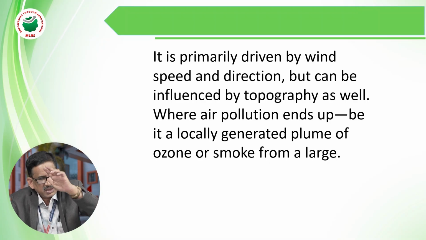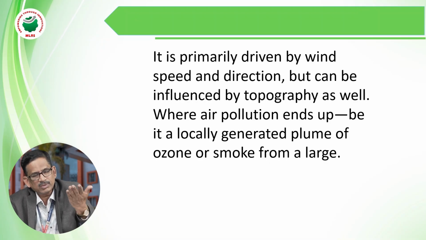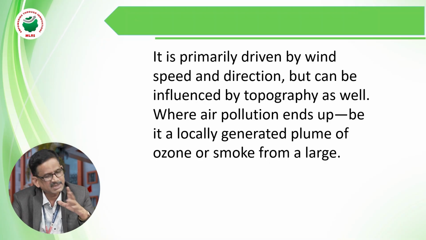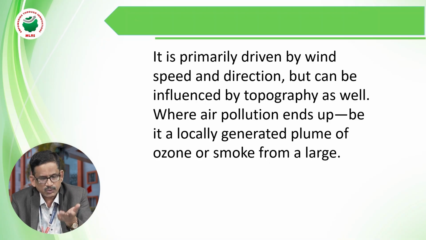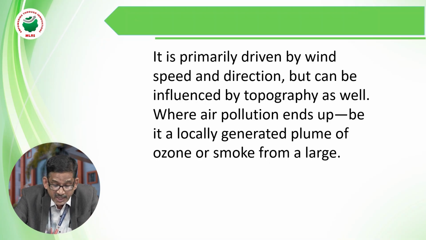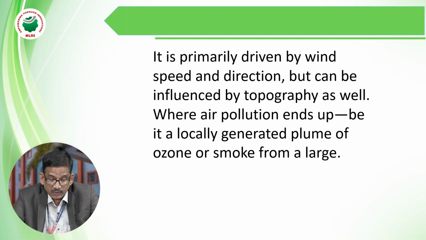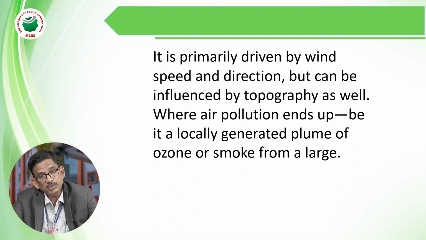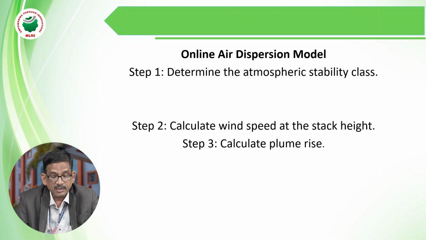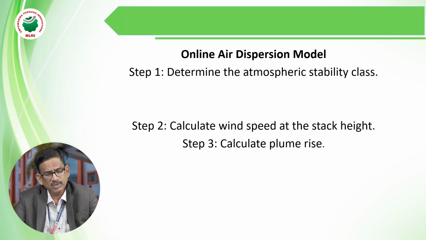In a similar way, the amount of rainfall also. Suddenly the rainfall will be maximum up to a certain extent, so it should not be uniform. If you are maintaining the topographical conditions in a uniform way, we have to reduce the wind speed as well as the wind direction. Where air pollution ends up, it is locally generated by plumes of ozone or smoke from the larger sources. Next, dispersion models are there.